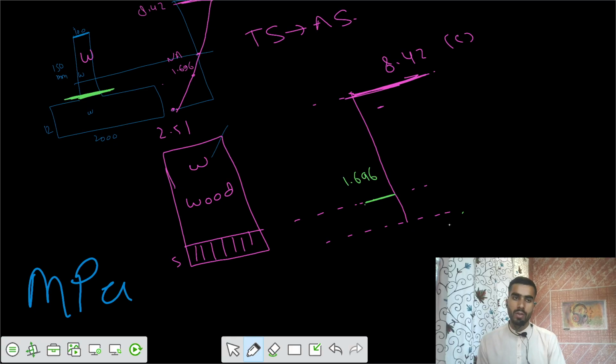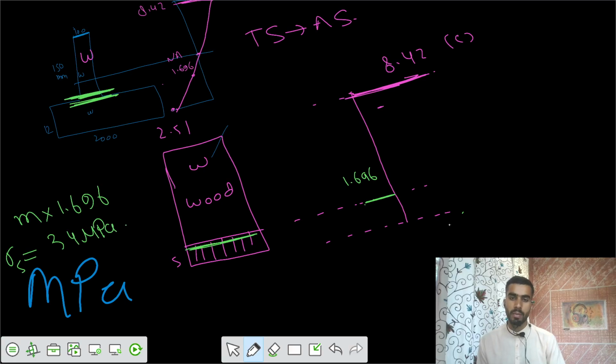But as you reach the steel side, you have to multiply by a factor of m into 1.696. So the stress at the junction in the steel would be equal to 20 into 1.696, which equals 34 megapascal. So the overall stress value becomes 34 megapascal.